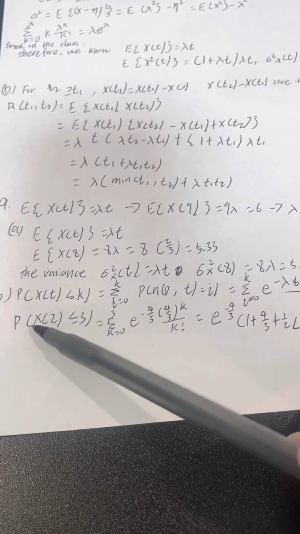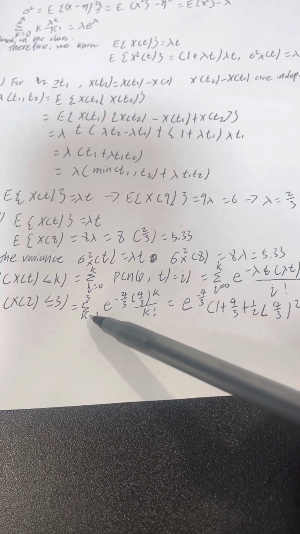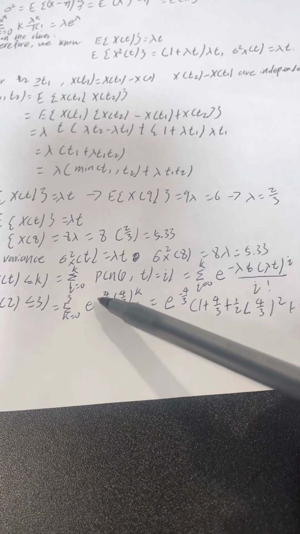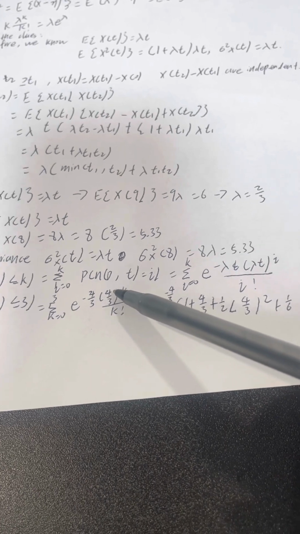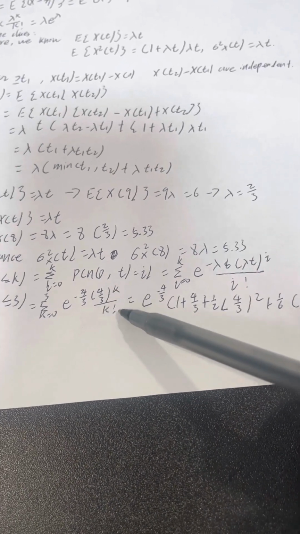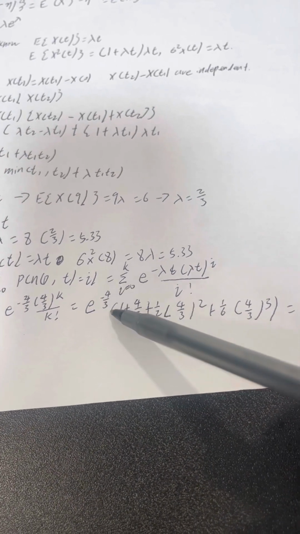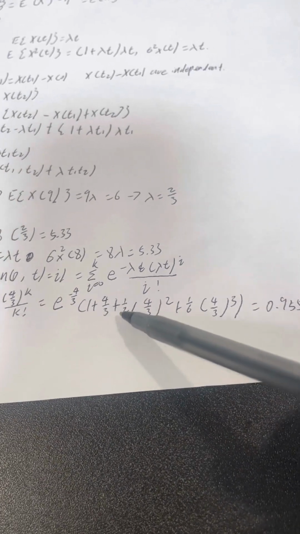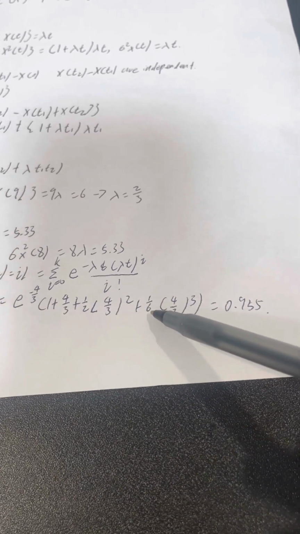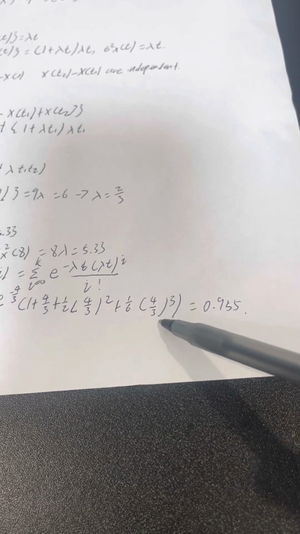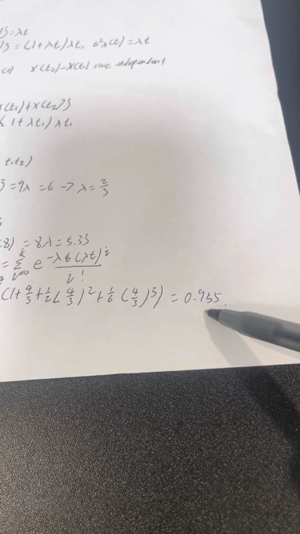And if you plug in the numbers, P(X(2) is smaller than or equal to 3) is equal to the summation from 0 to 3 of e to the negative 4/3 times (4/3) to the k-th power over k factorial, which is equal to e to the negative 4/3 times (1 plus 4/3 plus 1/2 times (4/3) squared plus 1/6 times (4/3) cubed), which is equal to 0.955.